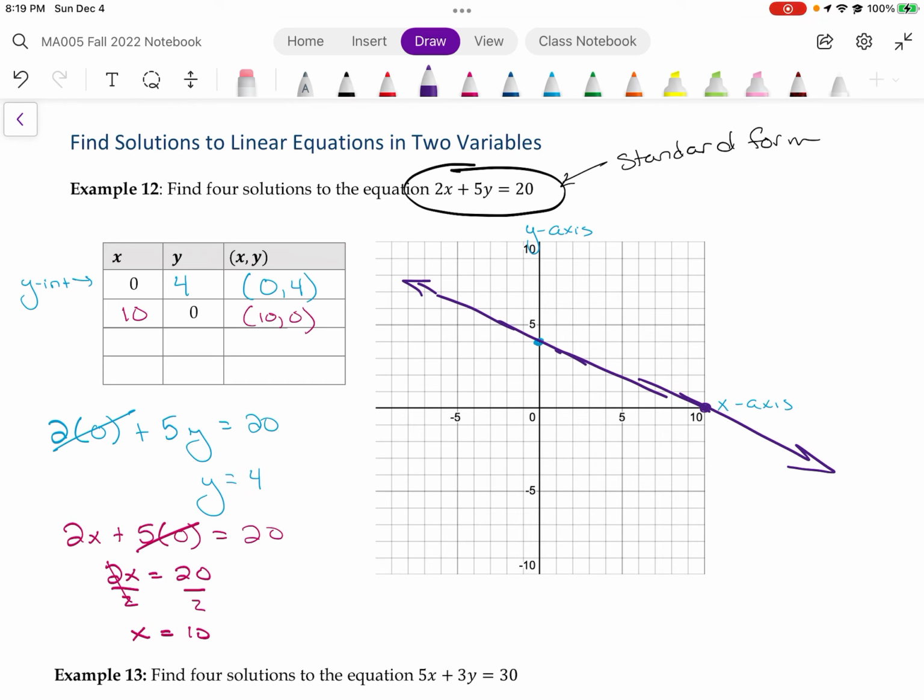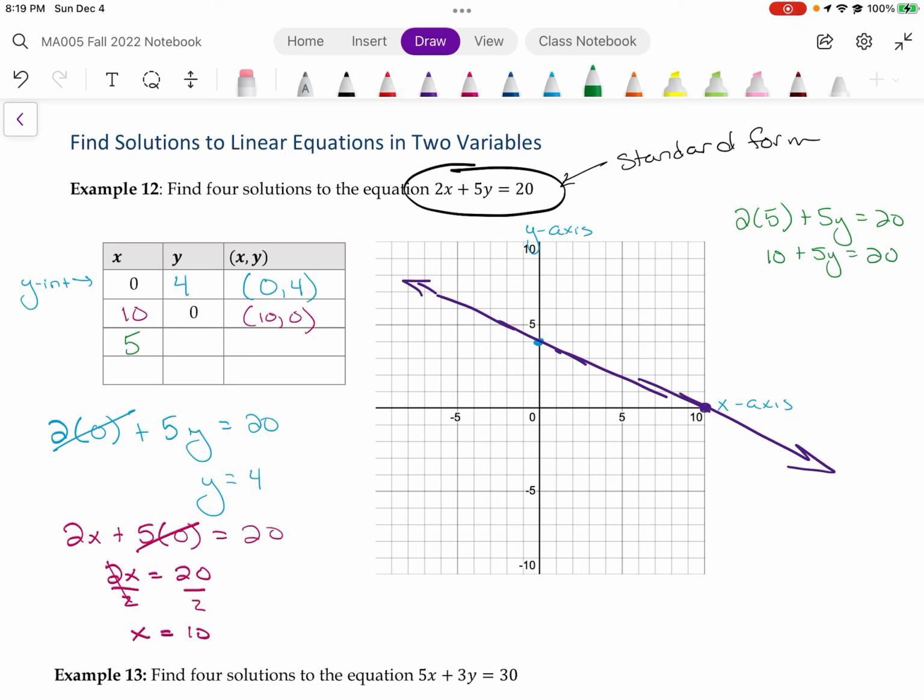All right, so you know, I just changed my mind. I want to just show you at least one. You can skip forward if you don't want to see it, but I want to show you how to do just one more. So I'm going to choose 5 for x. So I get 2 times 5 plus 5y equals 20. And I get 10 plus 5y equals 20.